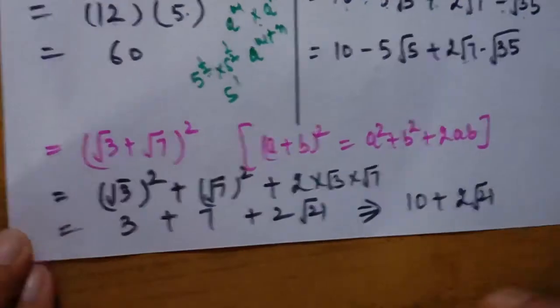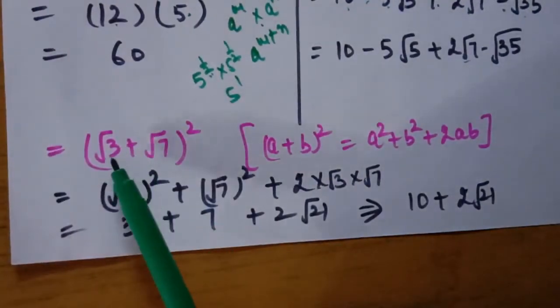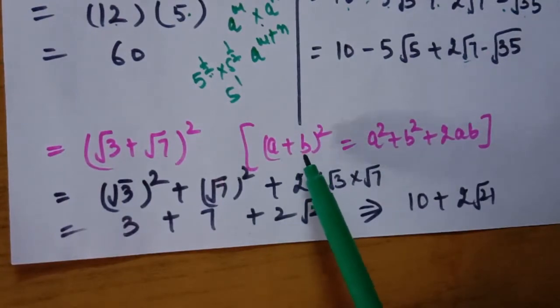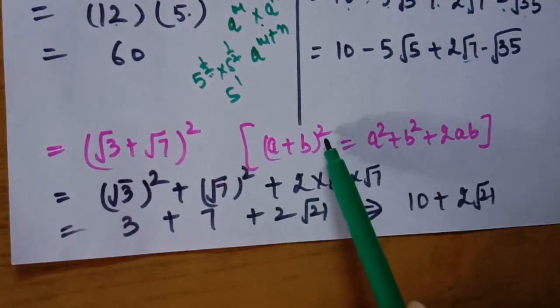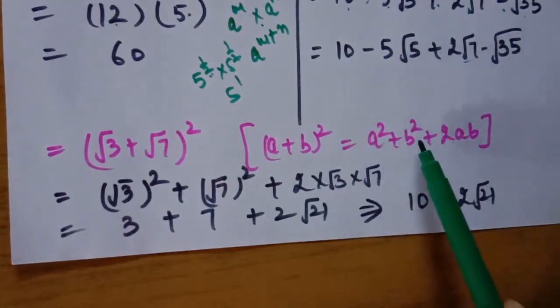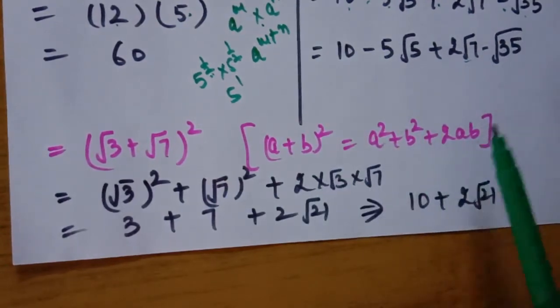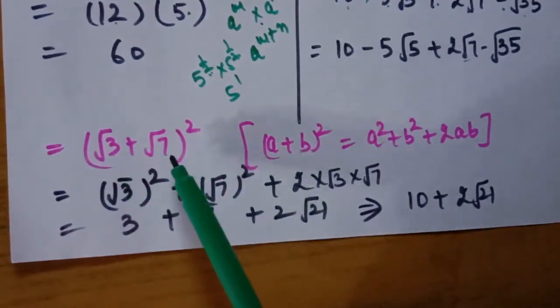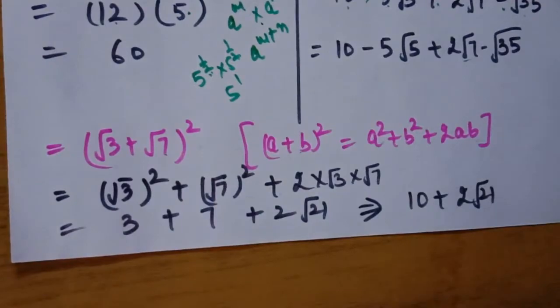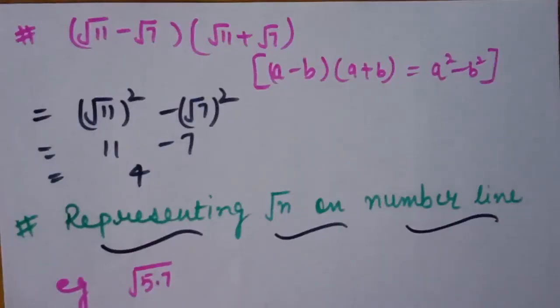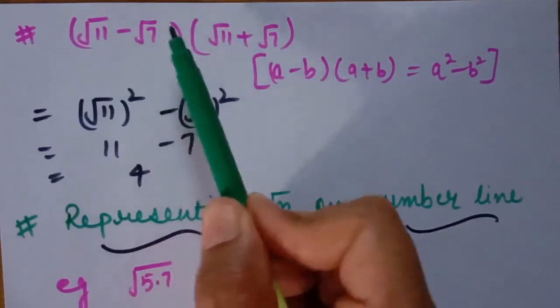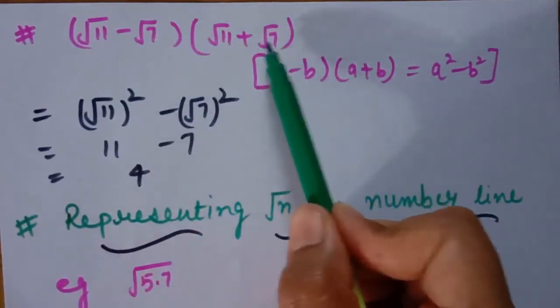Now one more example, if we have a question like this, root 3 plus root 7 whole square. In the previous chapter, polynomials, I already taught you the identity a plus b whole square, which is equal to a square plus b square plus 2ab. In this question, we only replace a with root 3 and b with root 7, and then we will get our answer. And in another example, root 11 minus root 7 multiplied with root 11 plus root 7.